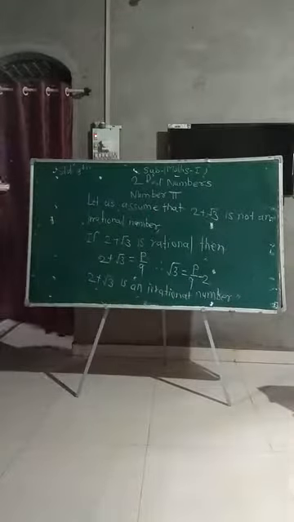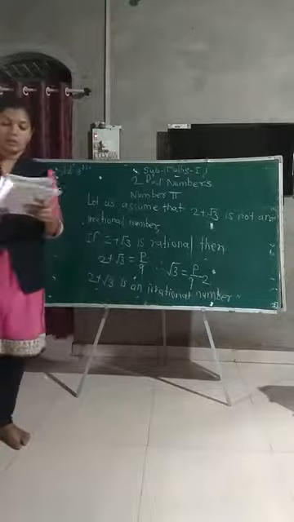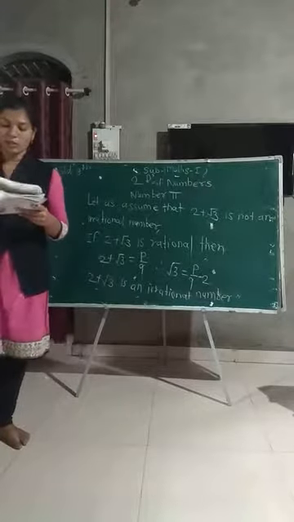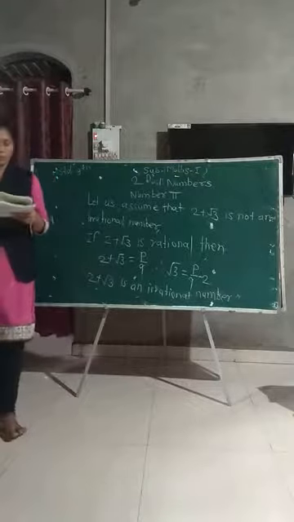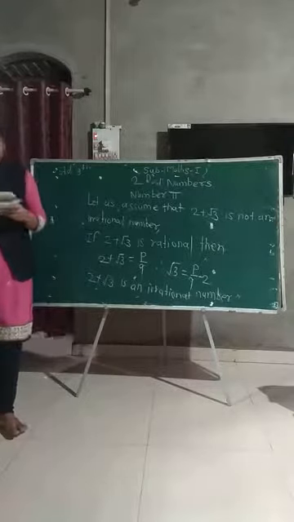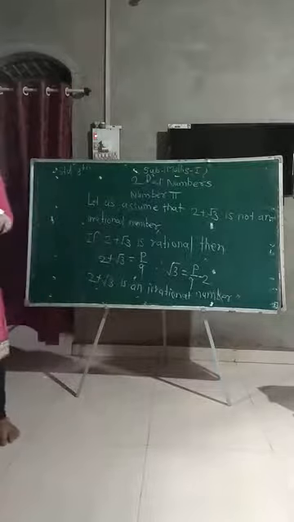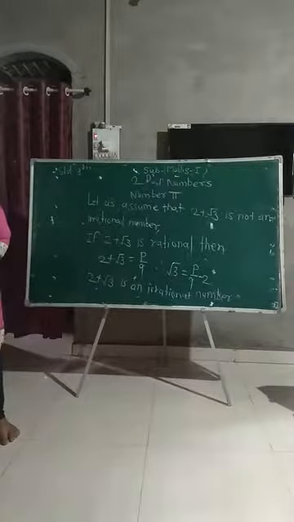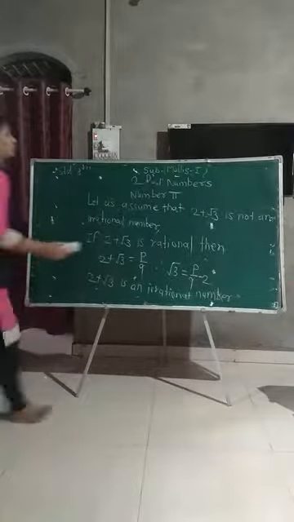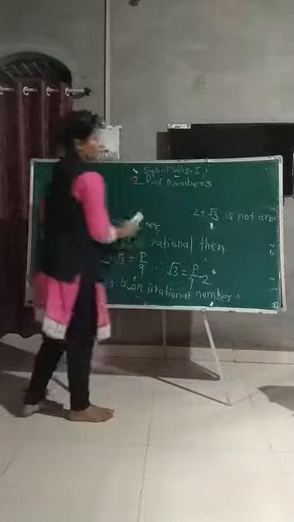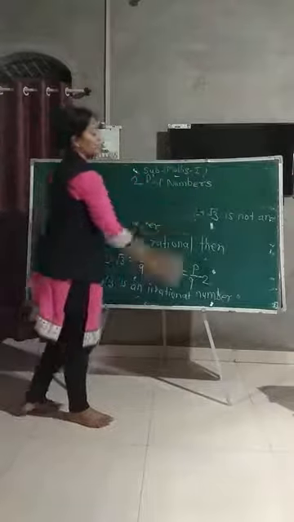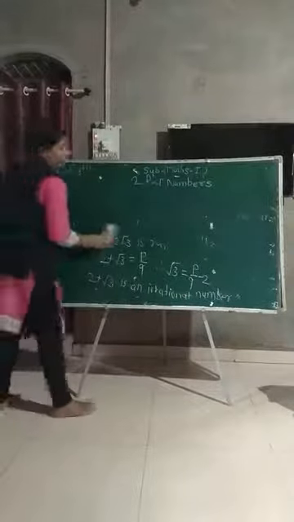Similarly, it can be proved that 2 root 3 is irrational. The sum of two irrational numbers can be rational or irrational. Let us verify it for different numbers. Hence, we prove here that 2 plus root 3 is an irrational number using contradiction.